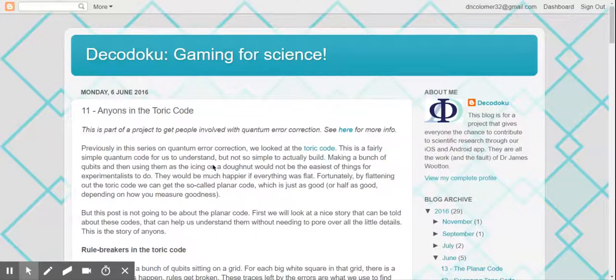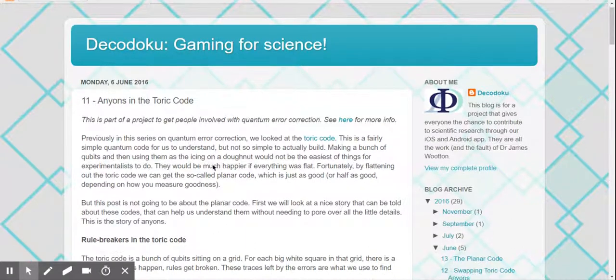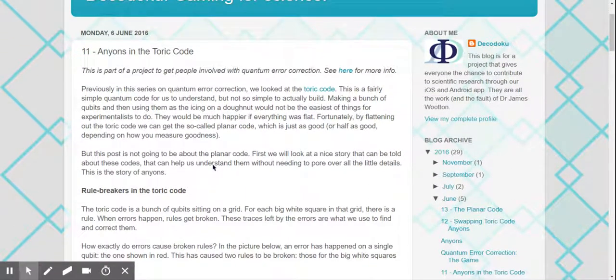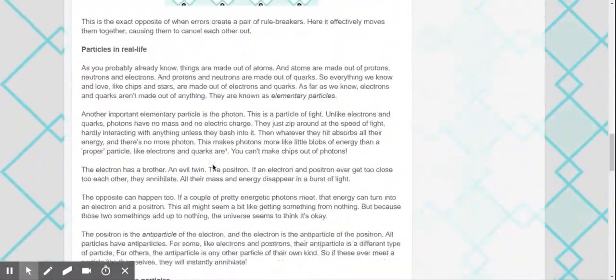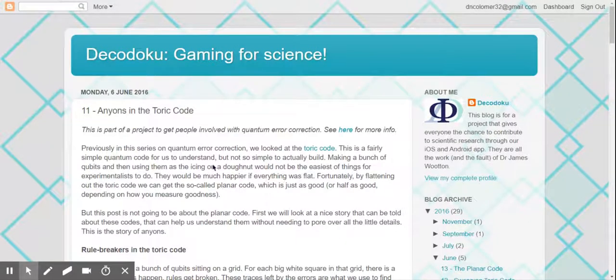I thought this was supposed to be already about planar code, but it seems like it's still about the toric code. I don't know. I feel a bit in a rush to some extent these days. I don't know. Let's just go through this.